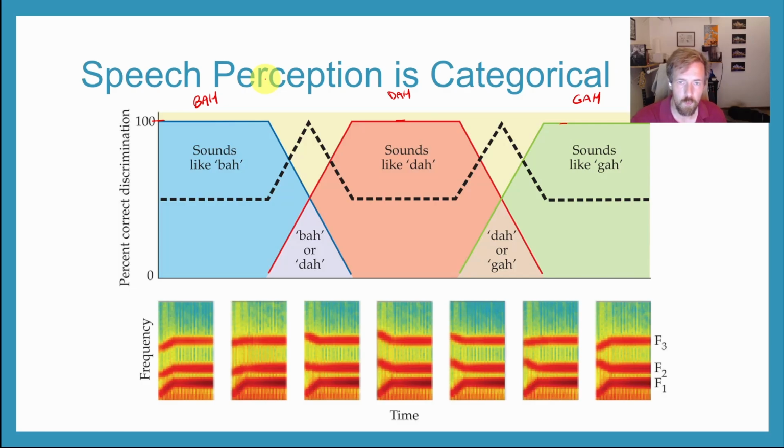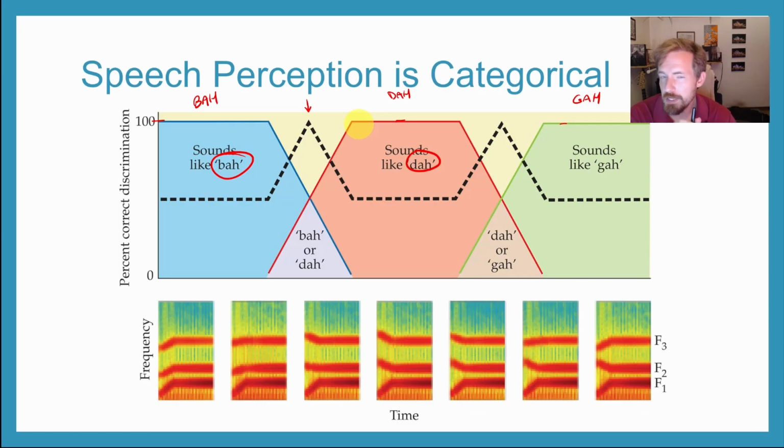But the trick here is that the researchers went in and they got a sound of ba and a sound of da, so these two separate sounds, and they used computers to blend them together. So at this point right here in the middle, you're hearing the perfect mix between ba and da. So people, whenever they hear this, should maybe say, I think I hear a mix of ba and da.